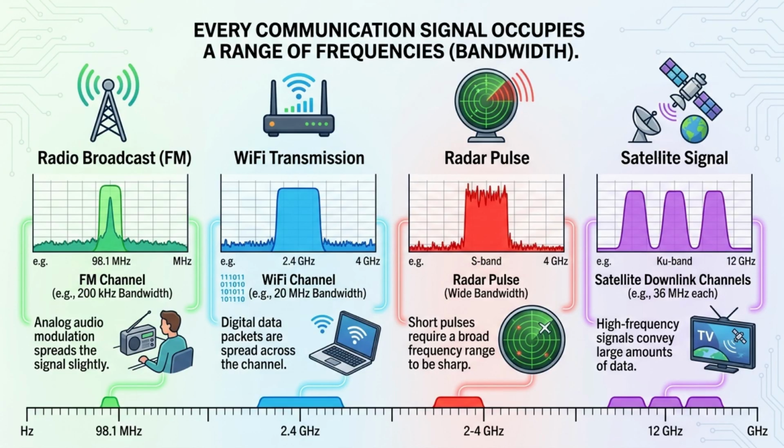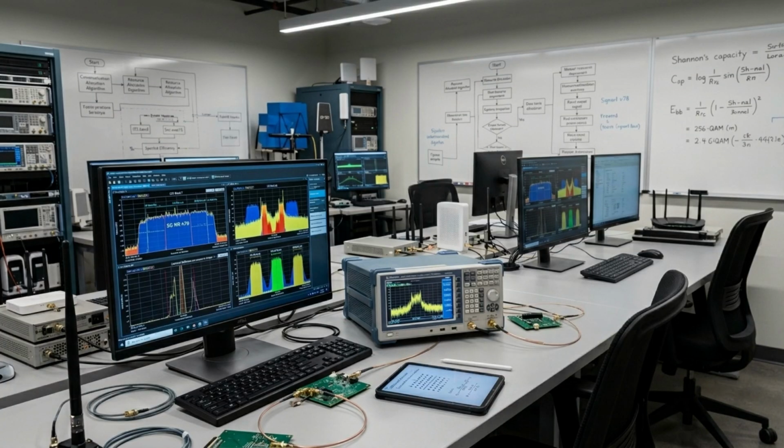Whether it is a radio broadcast, a Wi-Fi transmission, a radar pulse, or a satellite signal, no real signal exists at only one frequency. Instead, signals spread across a portion of the frequency spectrum. As communication systems become more advanced, engineers constantly face the challenge of fitting more users and more data into limited spectrum resources. The radio spectrum is finite, and multiple systems often need to share it efficiently. Understanding how much spectrum a signal requires becomes critically important.